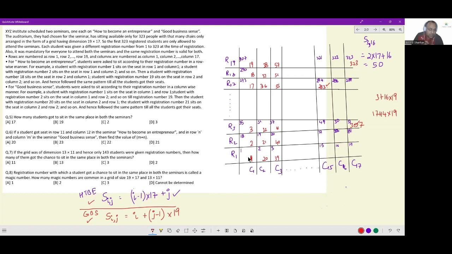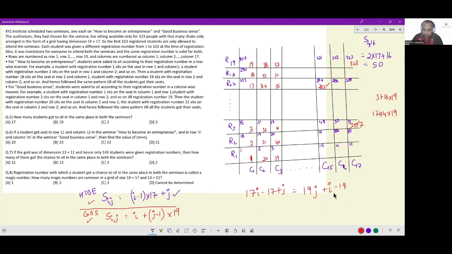That you cannot do by making a 17 by 19 table, filling up all the seats and then comparing. That is going to be very cumbersome. Instead, what is going to help is, for the same seat number, do we have these two expressions becoming equal? The first expression is 17i minus 17 plus j. And the second expression is 19j plus i minus 19.